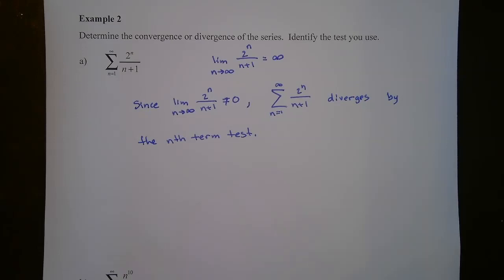You would not be wrong if you did the ratio test on this one and showed it diverged that way. I just think the nth term test is a little bit easier and a little bit quicker in this case. All right, let's go to the next example. For this next example, it's the sum from n equals 0 to infinity of n to the 10th power over 10 to the n.